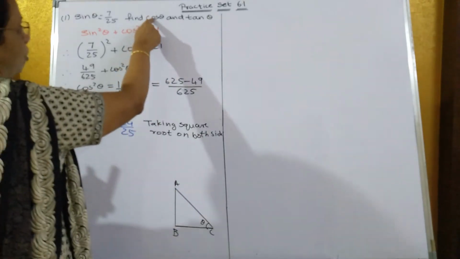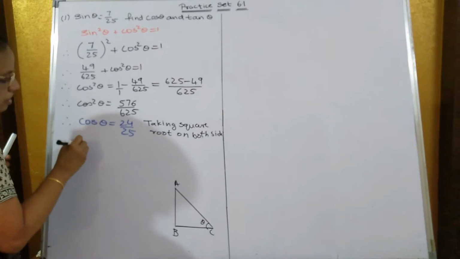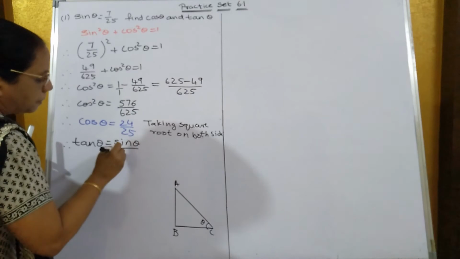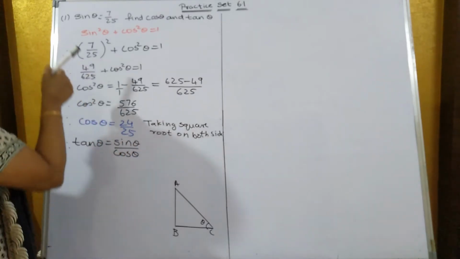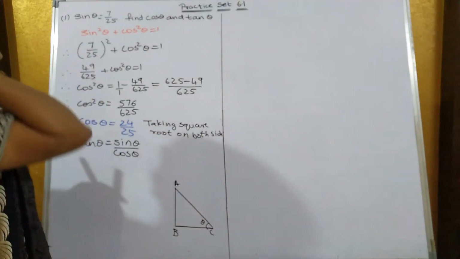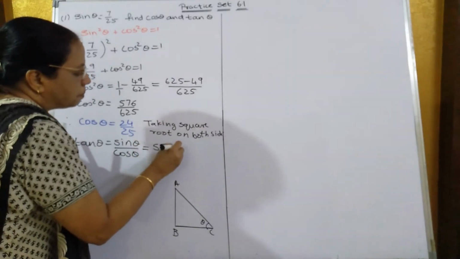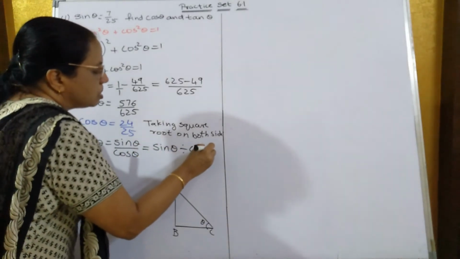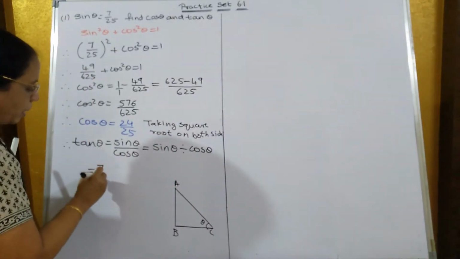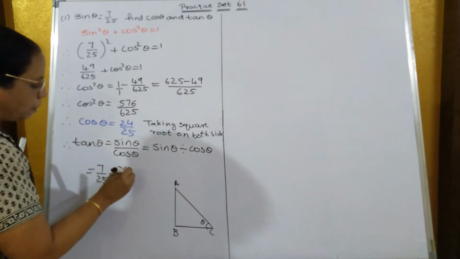Next, so we have already got cos theta, now tan theta. Now we know that tan theta is equal to what? Sin theta upon cos theta. Now what is sin theta? Sin theta is 7 upon 25. And what is cos theta? 24 upon 25. So that is equal to sin theta divided by cos theta. Now put the value. What is sin theta? 7 upon 25, and divided by what is cos theta? We have got 24 upon 25.